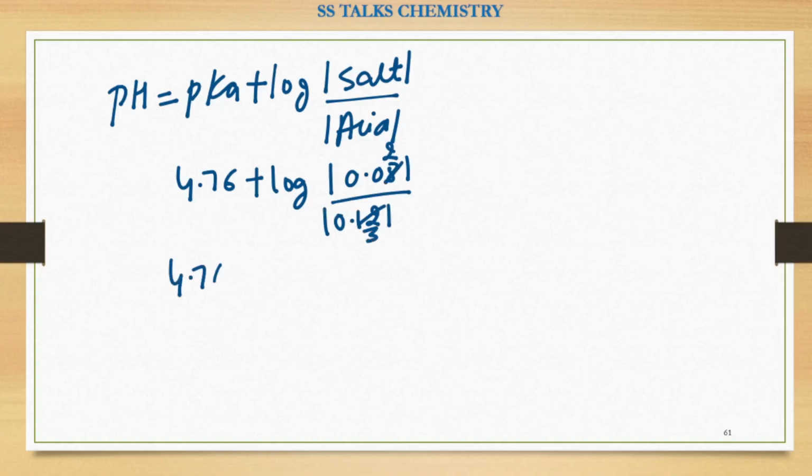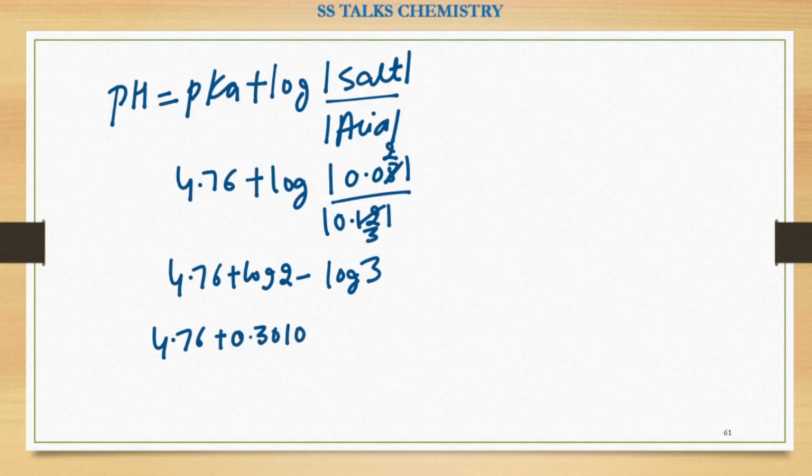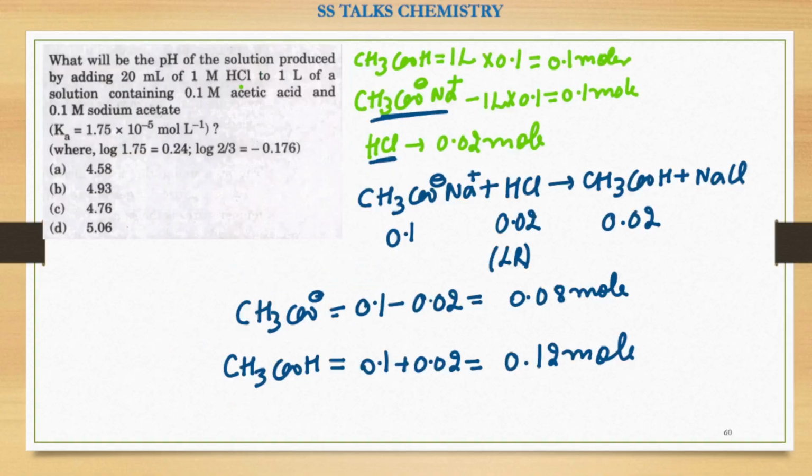So 4.76 plus the log of 2 minus the log of 3, which will be 4.76 plus 0.3010 minus 0.477. So solving this, the value will be 4.584. Okay, so this is going to be the pH, 4.58, that is in option A. So this is how this question was to be solved. That is, with the addition of the HCl, the species are remaining the same, just their amount has changed.